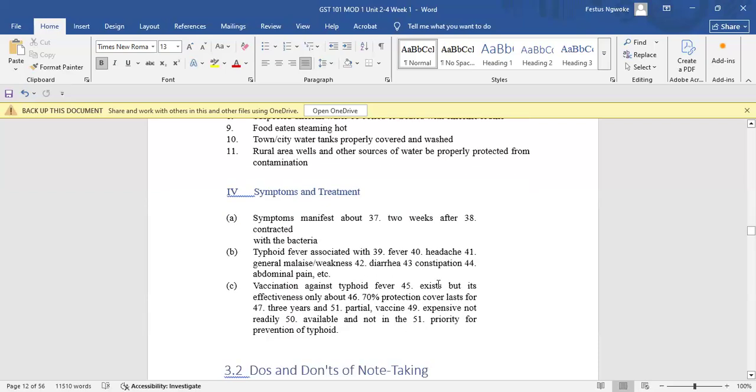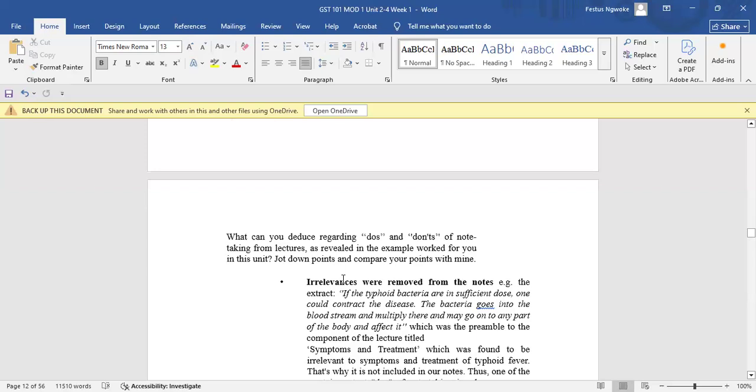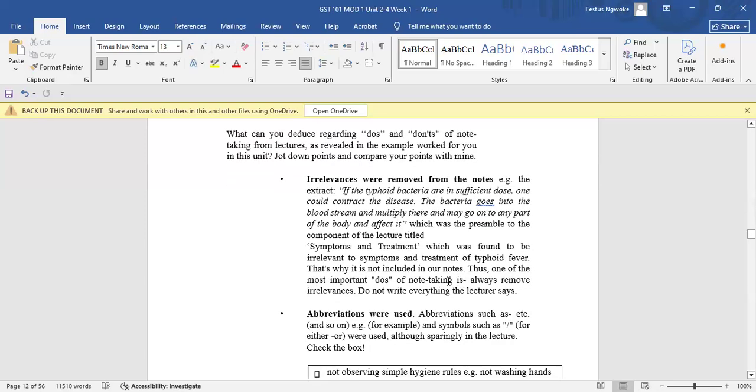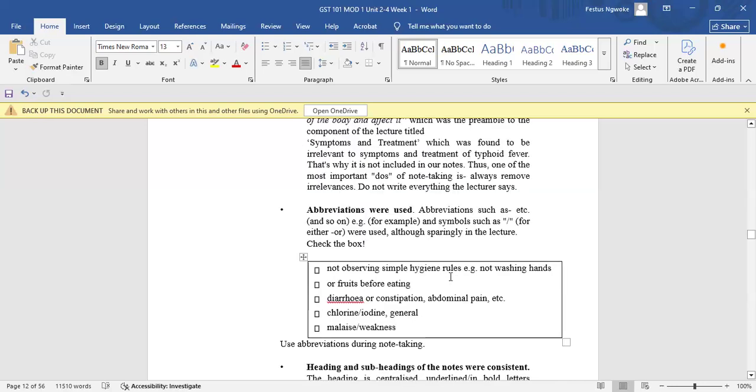The last thing, well, this one is a passage. Let me talk about the do's and don'ts of note taking. It has been said indirectly, but let's emphasize it. Irrelevancies are removed from the notes. We will make sure that we pay attention to key points, major points. You listen, you know when there is digression, you know when there are examples, you know when there are illustrations, they are all different things. The main thing you are supposed to have is what you pay attention to.